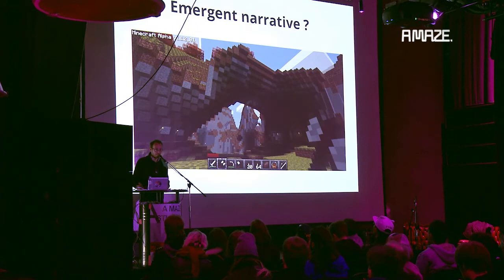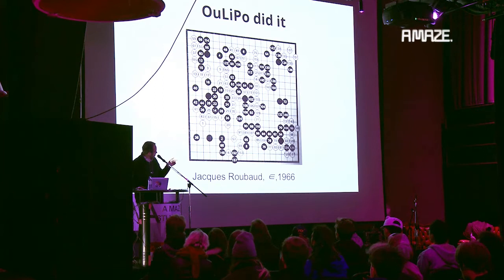Emergent narrative, the idea of extracting stories from gameplay. OuLiPo did it. The book is called, I don't know how to pronounce it in English.